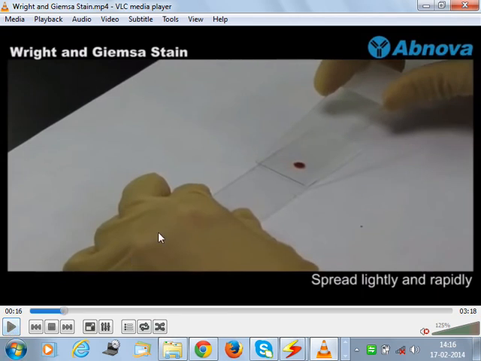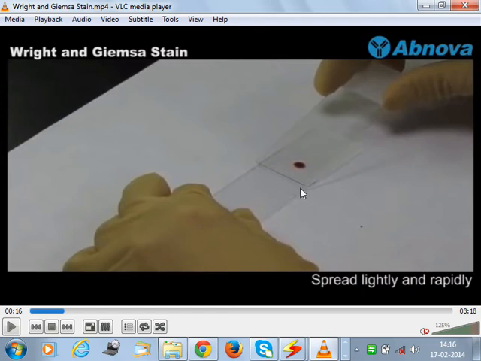Now, look at what is happening. They are bringing another slide. Did you see that? That slide is completely clear. There is nothing on the slide. And look at the position they are keeping it. Look at where they are keeping the slide.